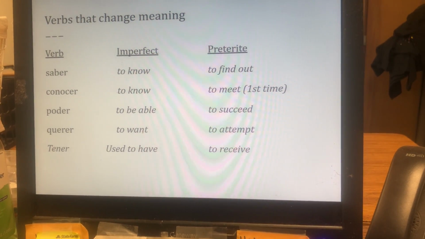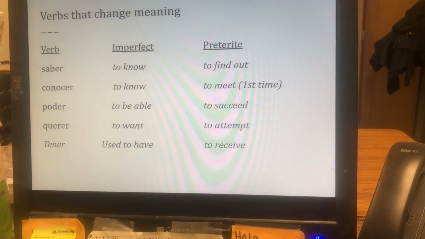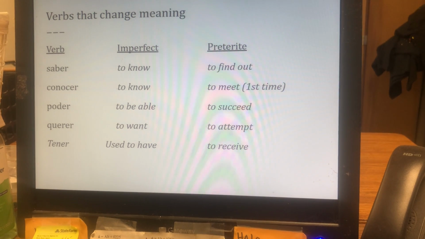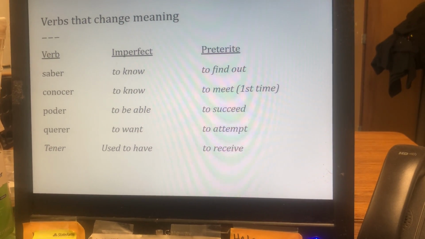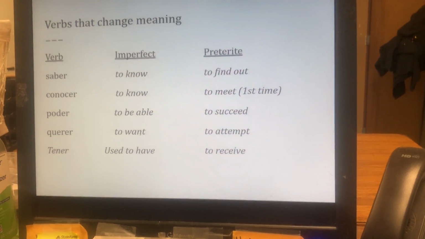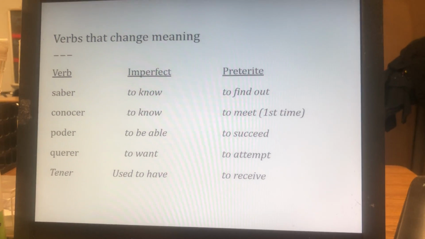And tener is used to have and to receive. So yo tenía $8. Almost always you're going to use tener in the imperfect tense, in the past tense. I had $8. Tuve $8. I received $8. It's definitely you use tener more in the imperfect tense in the past.